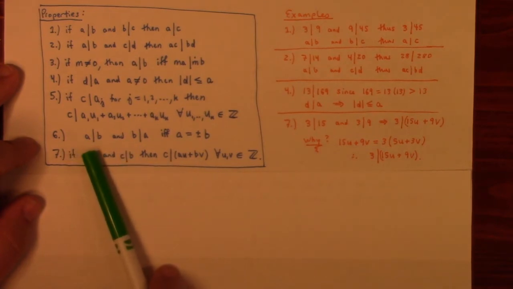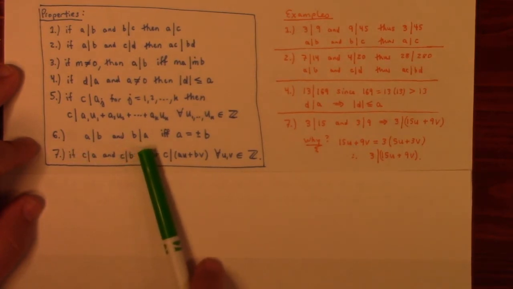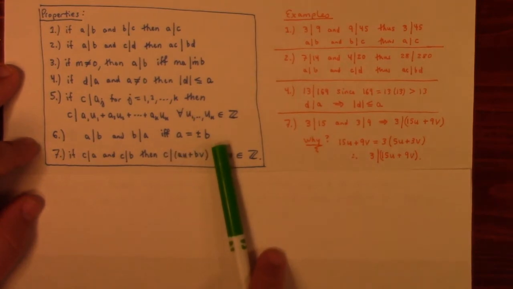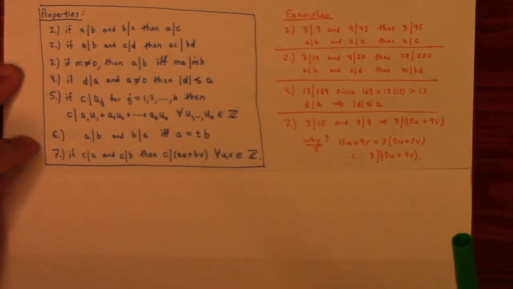6: if A divides B and B divides A, that's true if and only if A is equal to plus or minus B. I once gave a number theory class where I asked the students to prove A equals B, and I was very happy when they told me that they couldn't do it. They're like, we need the minus. I was like, good for you guys.